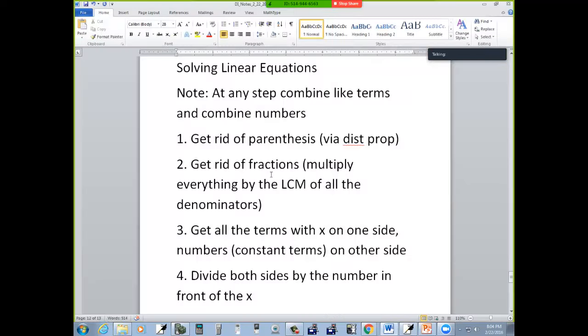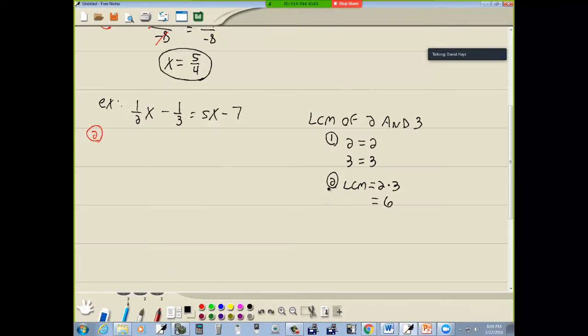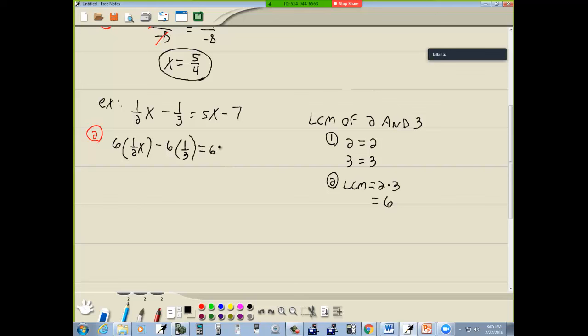Now that says we're going to multiply everything by the LCM of all the denominators. When I say everything, I'm talking about what's separated by pluses, minuses, and equals. So it takes 6 times 1/2 x minus 6 times 1/3 equals 6 times 5x minus 6 times 7.